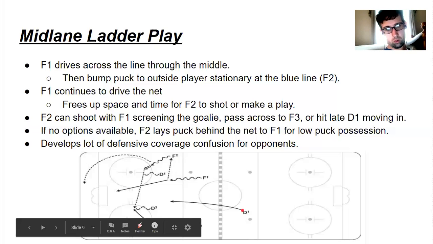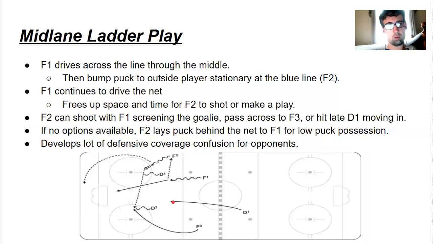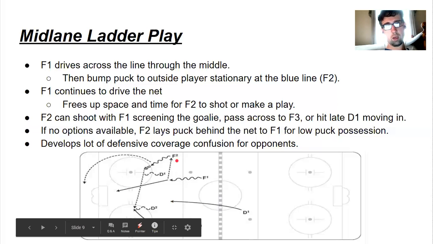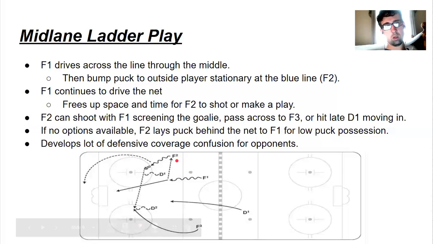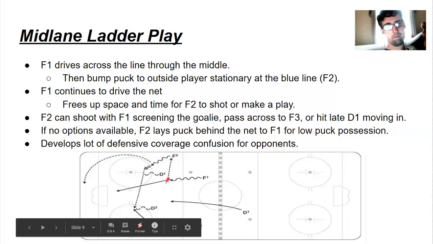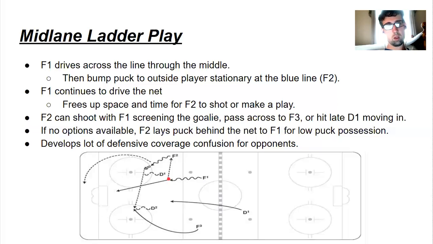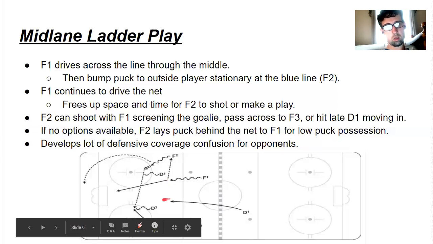This is moving in. If no options are available, F2, forward 2, lays the puck behind the net to F1, right here, for low puck possession, which is right in this area. This is low puck possession. Develops a lot of defensive coverage, confusion for opponents. Defensive coverage, all right here in this area. This is to confuse the opponents.